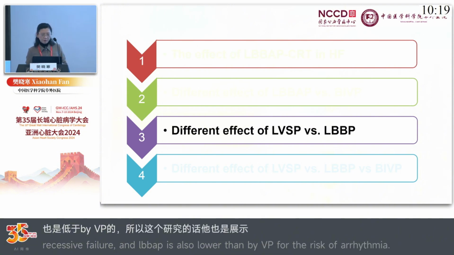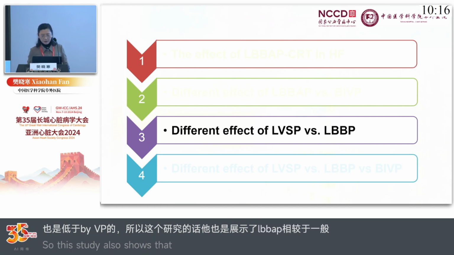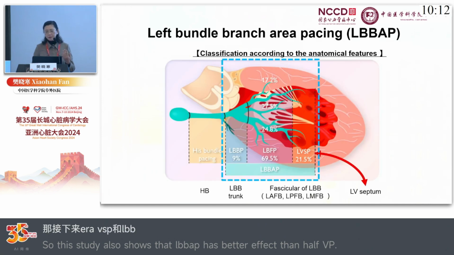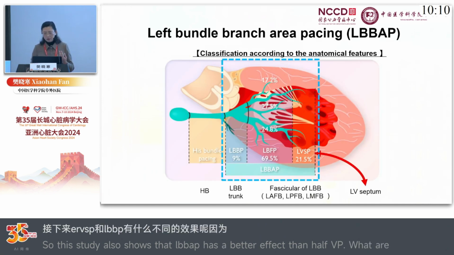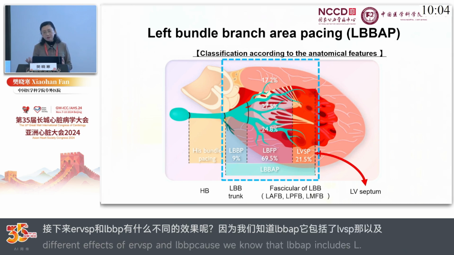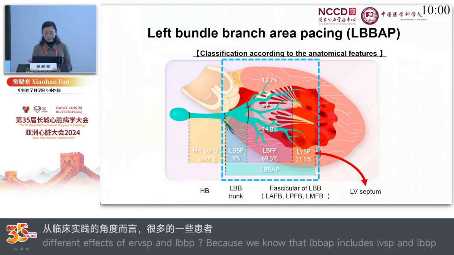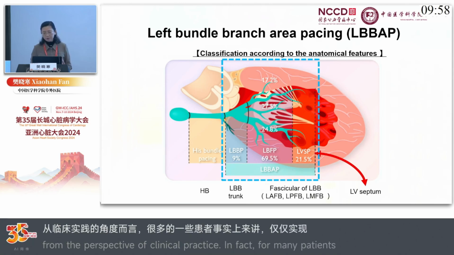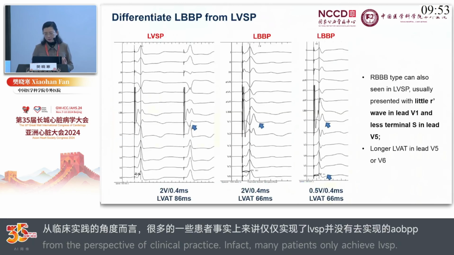How about the effect of LVSP and LBBP? Because we know the LBBAP includes LVSP and LBBP. In clinical practice, many patients, in fact, just achieve the LVSP, not LBBP. We need to confirm the capture of LBBP.